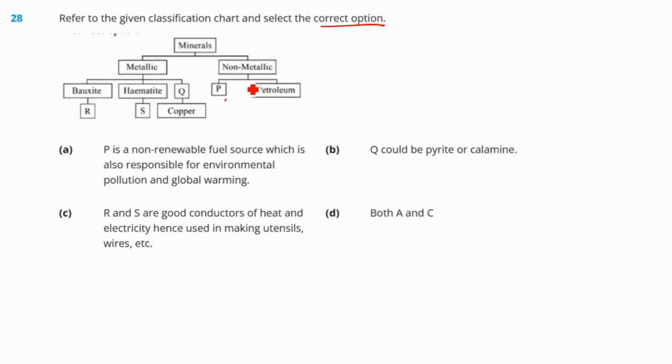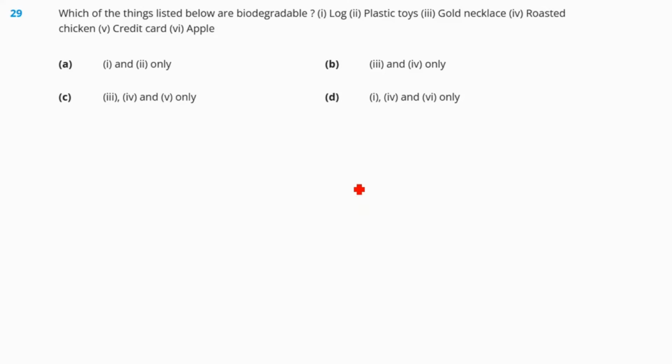Q says Q could be pyrite or calamine. No, pyrite or calamine are not metallic minerals. So this is wrong. Option C says R and S, bauxite and hematite, are good conductors of heat and electricity, hence used for making utensils, wires, etc. Correct? So C is also correct. So our correct answer should be option number D. Both A and C are the correct answers.